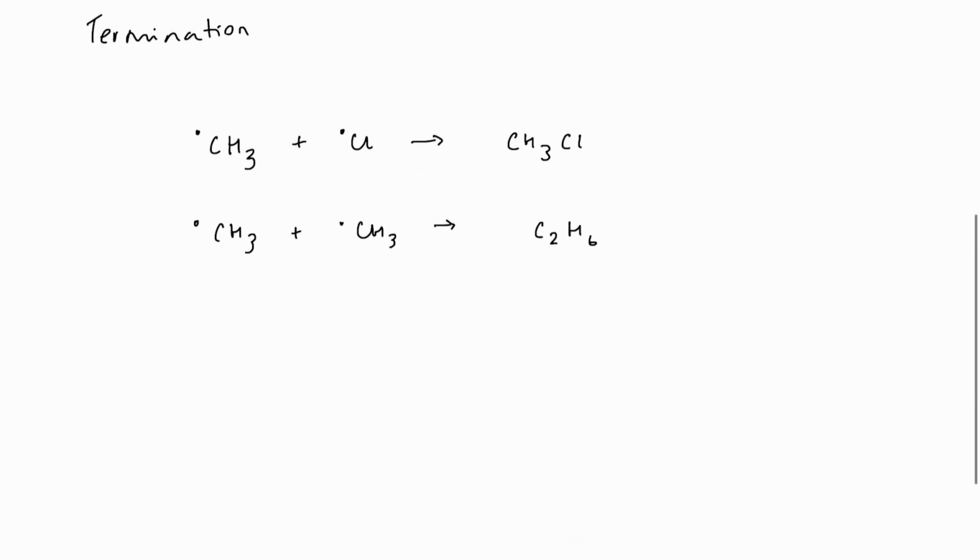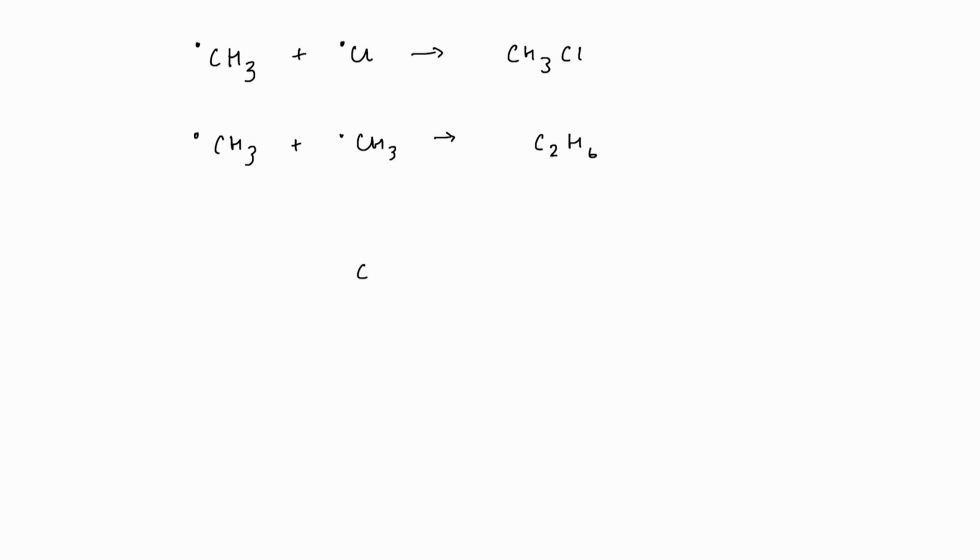So in terms of drawing that one out with curly arrows, for example, we would be looking at something like so. So one radical, two radicals, and they're both putting in their unpaired electron to make that new carbon-carbon bond that we would see in ethane. So that would be the product.